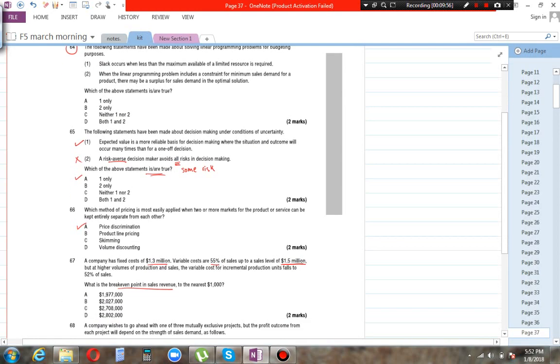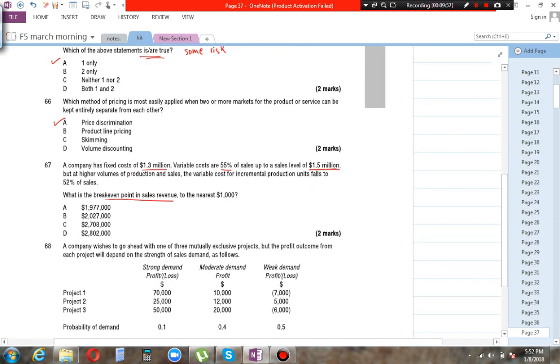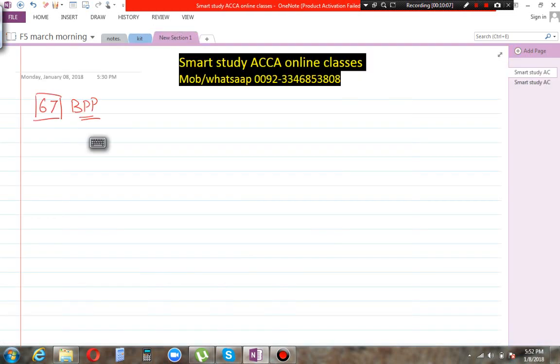It says that the fixed cost is 1.3 million. First of all, you should know that the formula for break-even sales is fixed cost divided by contribution to sales ratio. So let's write the formula first. Break-even point sales is equal to fixed cost divided by contribution to sales ratio.